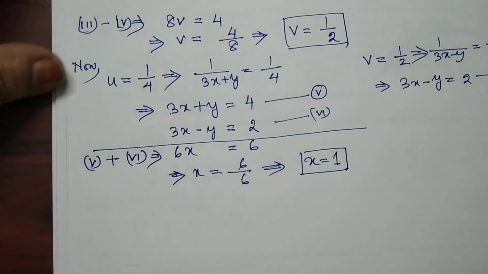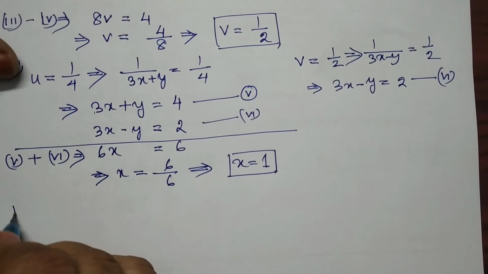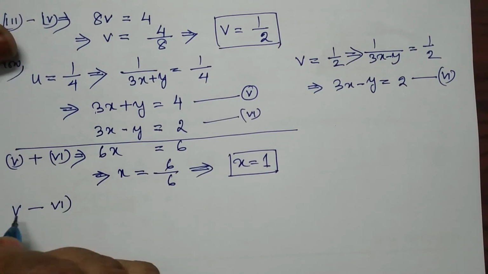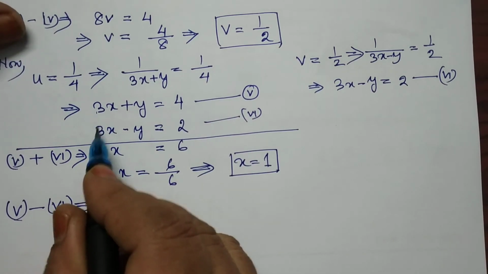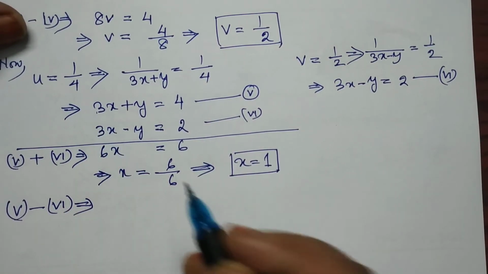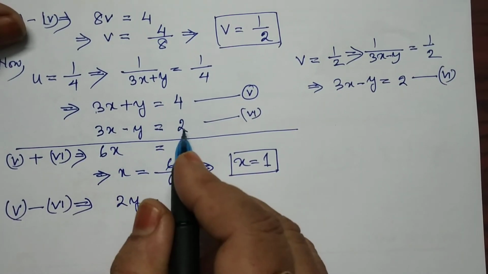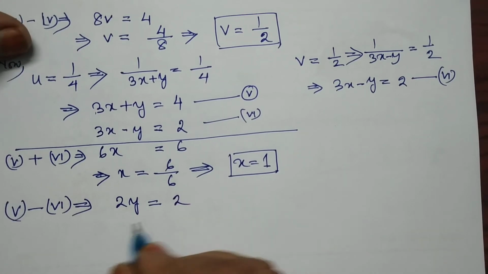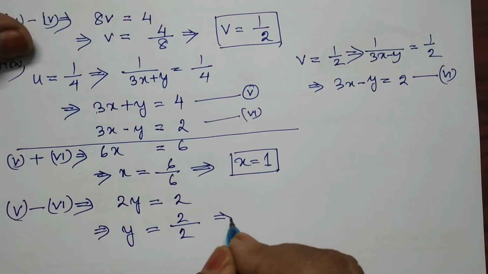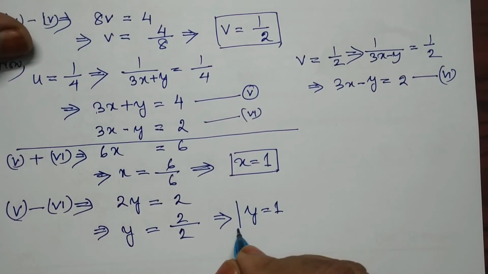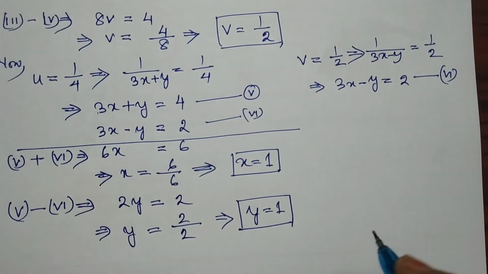And if we subtract, that means equation number 5 minus 6, then 3x minus 3x cancel, and the y terms will add. Therefore twice y equal to 2, since 4 minus 2 is equal to 2. That means y equal to 2 by 2. This means y equal to 1. This way we get the value of x and y.